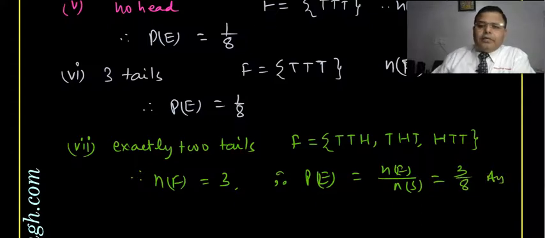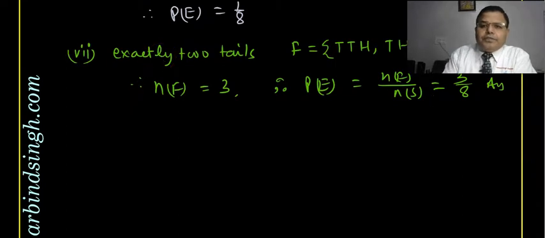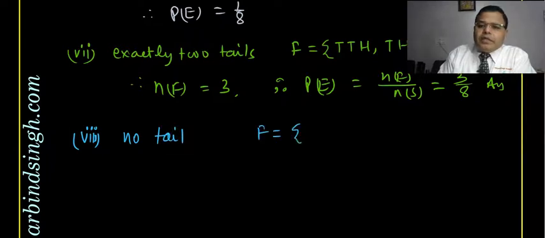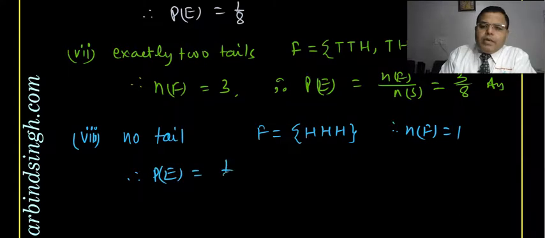Now the 8th part of this question is given here: no tail. No head was already covered. No tail means only heads. So the favorable outcome is HHH, NF is equal to 1, and therefore the probability of the event is 1 by 8, that is NF by NS.